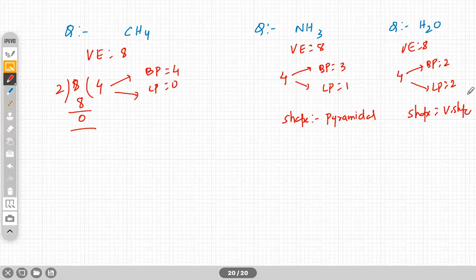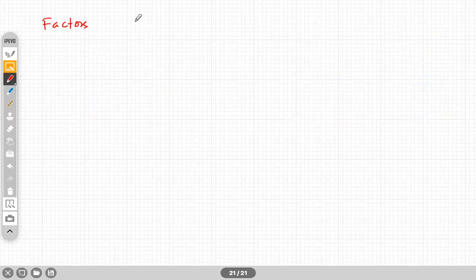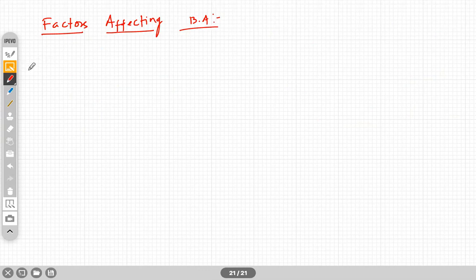Okay. Write down next, factors affecting bond angle. The last thing for today. Factors affecting bond angle. The first one you write down: effect of lone pair on central atom.